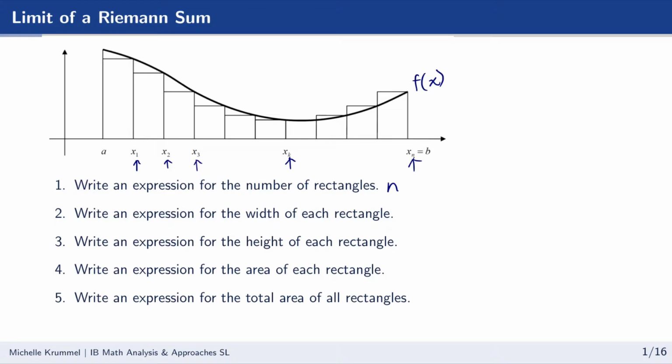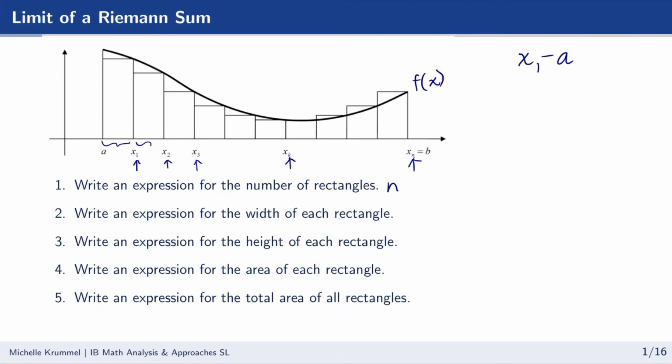Number 2, write an expression for the width of each rectangle. There are different ways we can express the width, and we have purposefully set this up so that the width of each rectangle is the same. We are dividing our interval from A to B into subintervals of equal width. The width of this first rectangle is a horizontal distance, and to calculate horizontal distance, you take the right x value minus the left x value. So it is x sub 1 minus a.